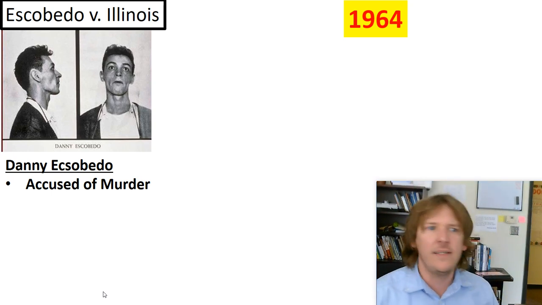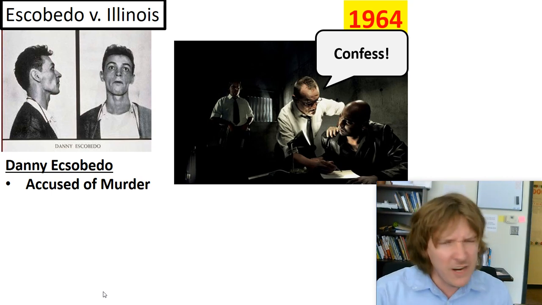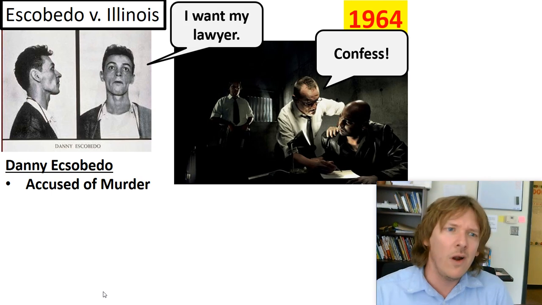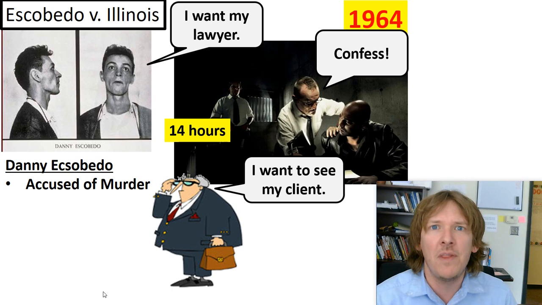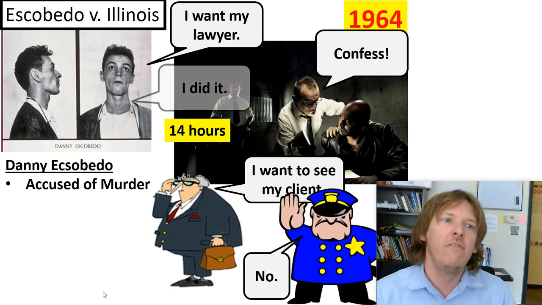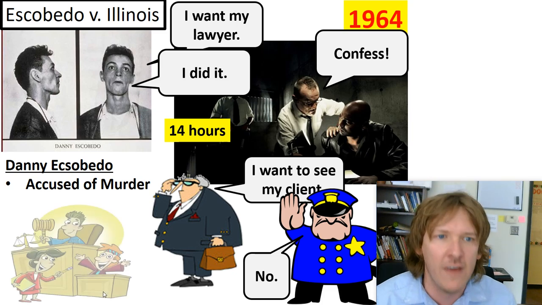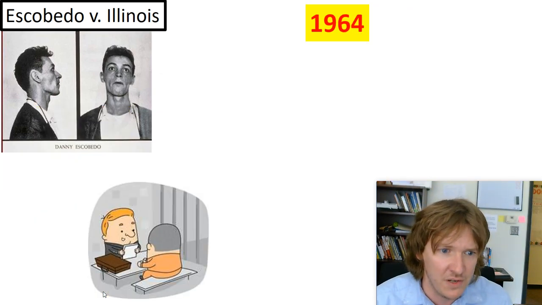Escobedo versus Illinois in 1964, Danny Escobedo is accused of murder. And just like you've seen in the cop movies and TV shows and Law and Order, they're giving him a hard time. They're grilling him, confess. He's like, I want my lawyer. I want a lawyer. And they keep hounding him for 14 hours. His lawyer shows up and they say, no, you can't come in. Eventually, they break him down. I don't know if they actually beat him, but they wear him down and he confesses to it. And he is found guilty with that confession.